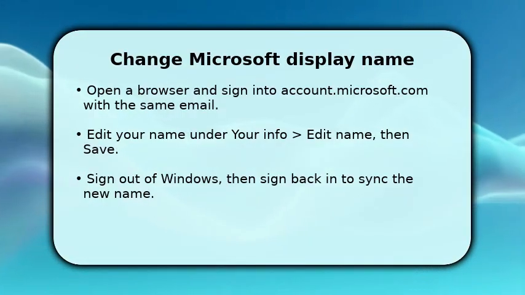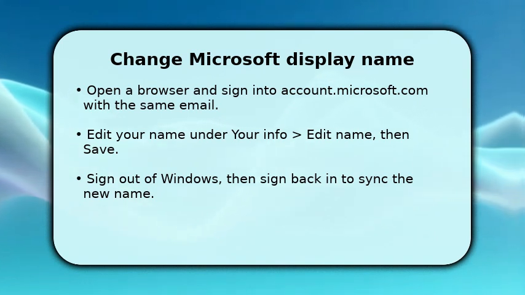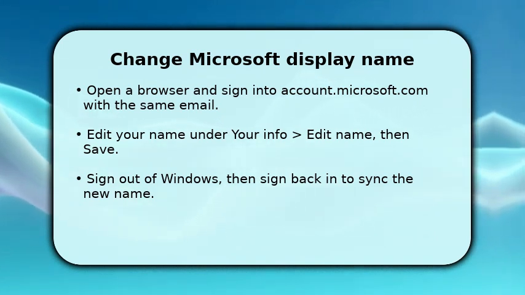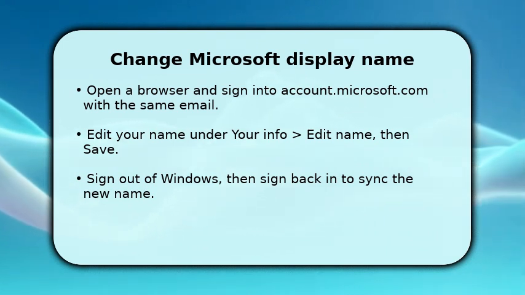Next, if this is a Microsoft account, open a browser and sign into account.microsoft.com using the same email shown on your PC. Go to Your Info, click Edit Name, type the new first and last name, and save. This updates the cloud profile that Windows pulls from.